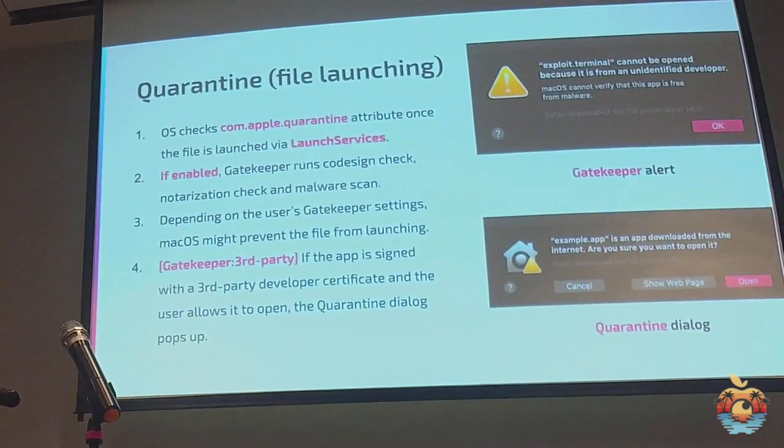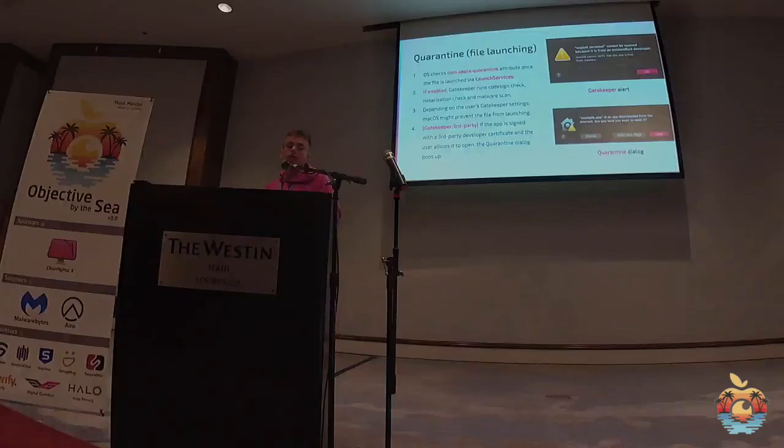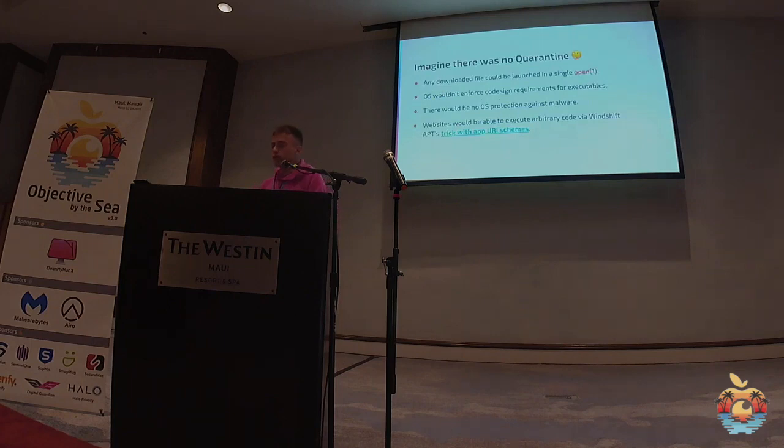Okay, the second stage is file launching. When the user launches the file via Launch Services, the OS checks the com.apple.quarantine extended file attribute. If enabled, Gatekeeper runs a code signing check, authorization checks, and a malware scan. Depending on the user's Gatekeeper settings, macOS might prevent the file from launching. For example, if the user only allows content from the App Store and the app is signed by a third-party developer, the app won't be able to run.